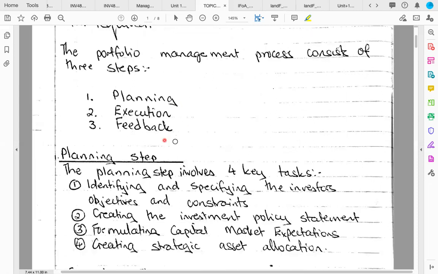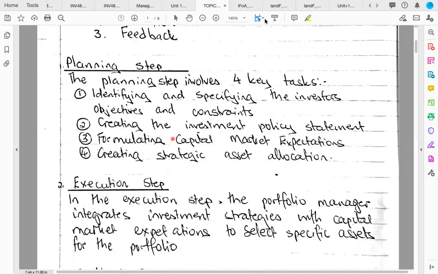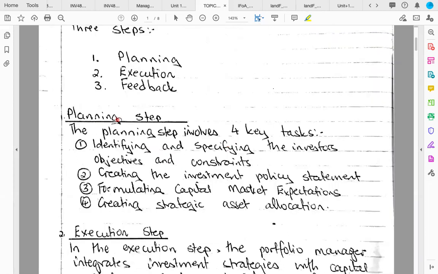So let's briefly discuss each of these steps. And then after discussing each of these steps, we'll look at them in detail. So the first step of the portfolio management process is the planning step. And the planning step involves 4 key tasks.